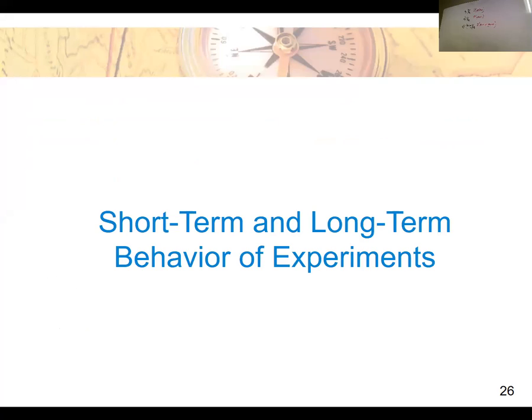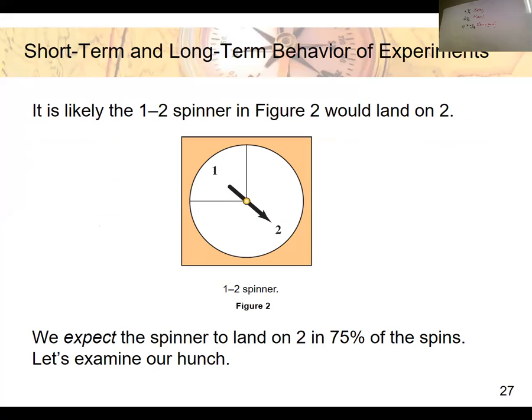All right, we'll look at short-term and long-term behavior of experiments. We'll start with this. It is likely the 1-2 spinner in figure 2 would land on 2, based on that particular drawing, as you can see here. Because notice that only about 1/4 of the spinner is 1 and everything else is a 2. So that means we would expect the spinner to land on 2 in 75% of the spins.